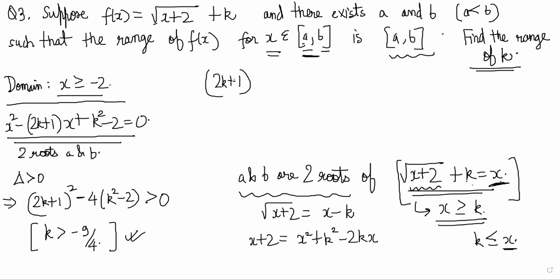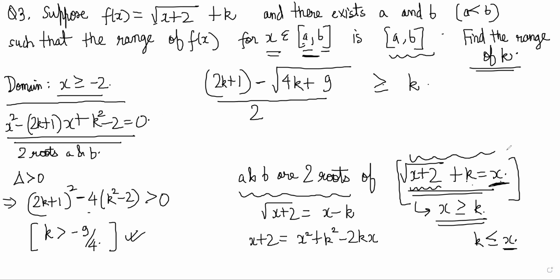The lower possible root for this equation will be 2k plus 1 minus root over the discriminant, which is coming out to be 4k plus 9, by 2. And that root is actually greater than or equal to k, right? This root should be greater than or equal to k. Why are we saying this? Because this root satisfies this equation, and for any value of x satisfying this equation, x is always greater than or equal to k. So that gives us an upper bound for k, right? Here what we have is a lower bound for k. k is greater than minus 9 by 4, and this will give us an upper bound for k.